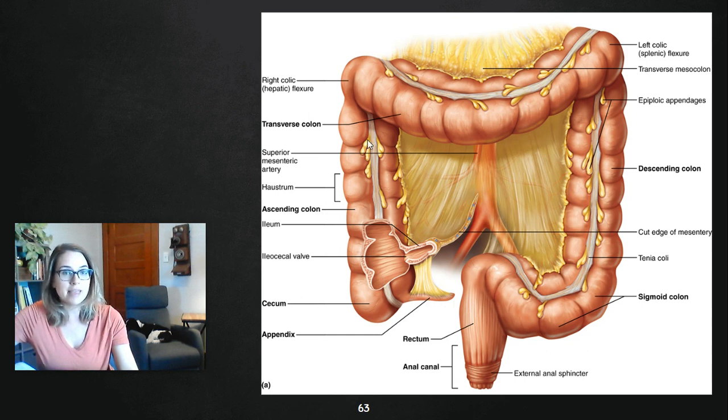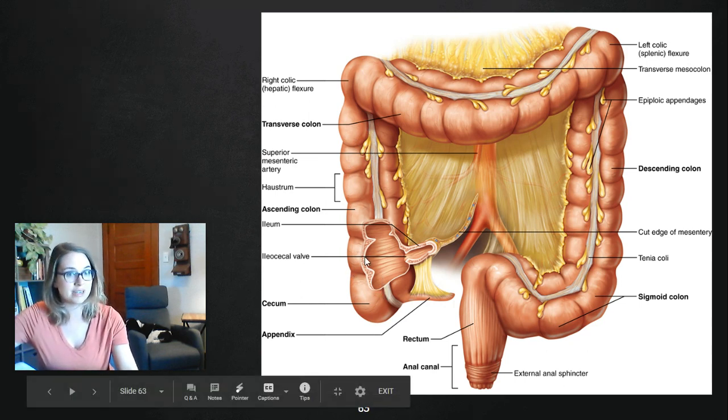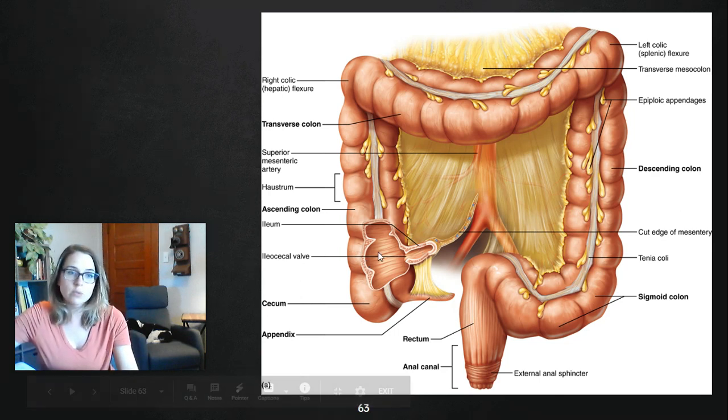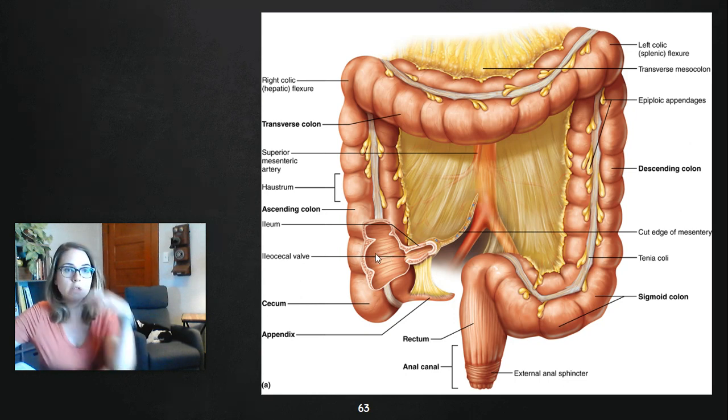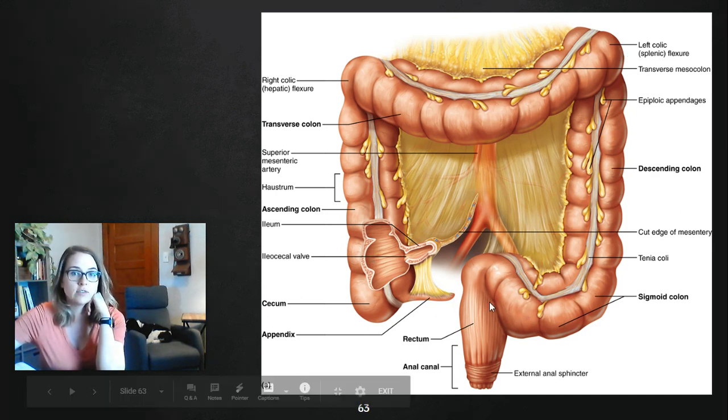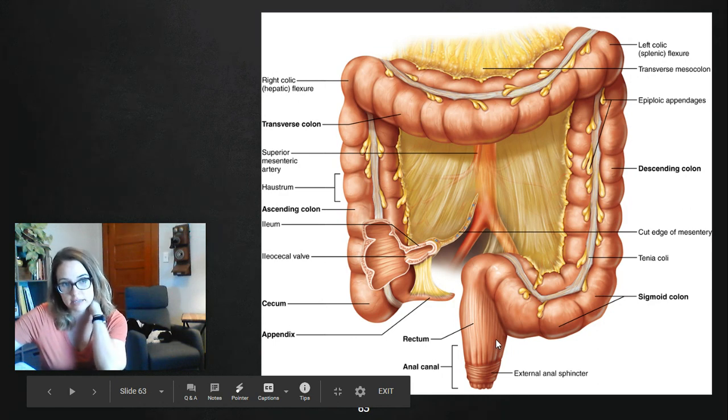And at this point, once your foodstuffs are in here, it's feces. Once it's reached here, we call this feces. We've absorbed all of the nutrients that we want into our bloodstream. The main function, like I said, of the large intestine is to absorb water.